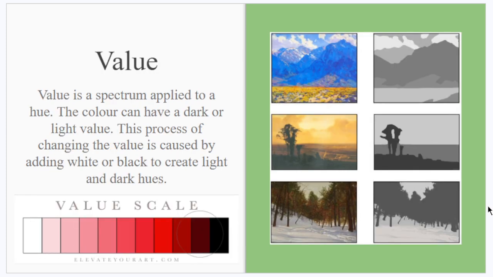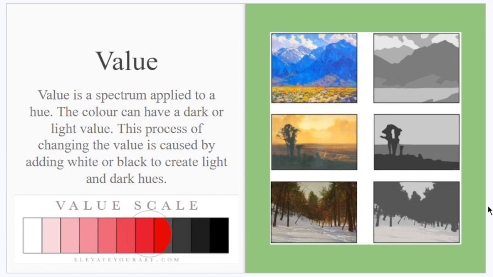Value. Value is a spectrum applied to a hue. The color can have a dark or light value. This process of changing the value is caused by adding white or black to create light and dark hues. Now, if you look off to the side, you will see 3 images which were converted into hues. Just full grayscale, that is what a hue is.